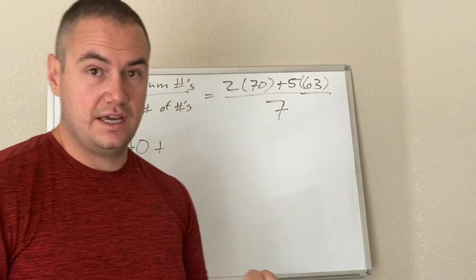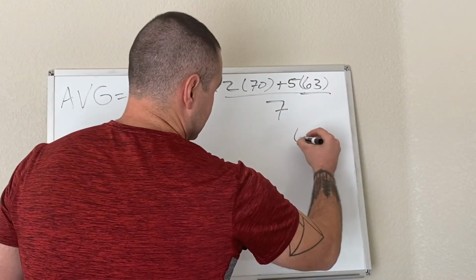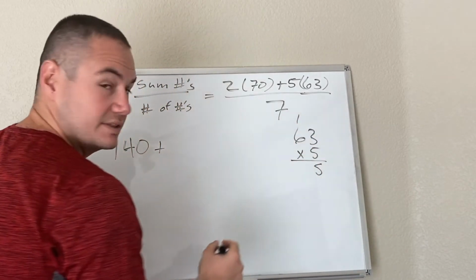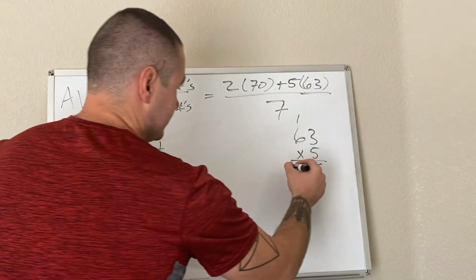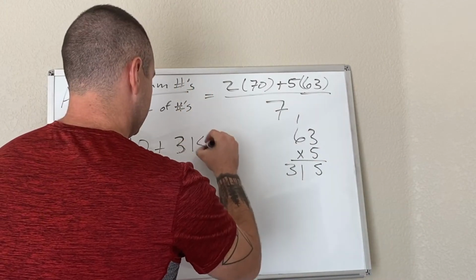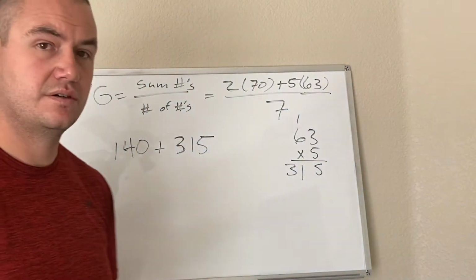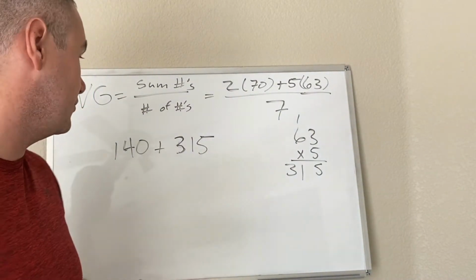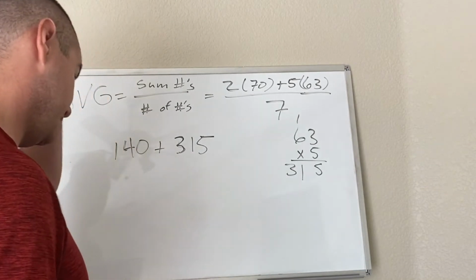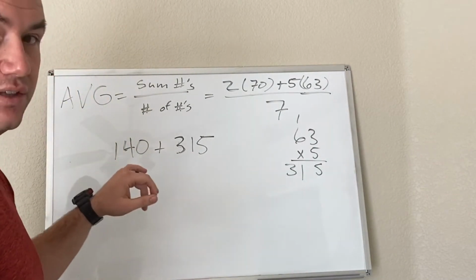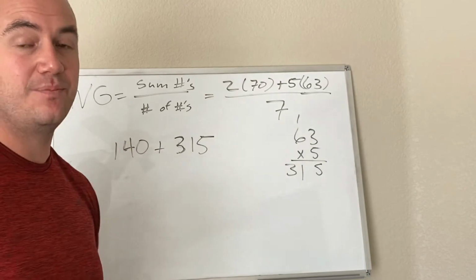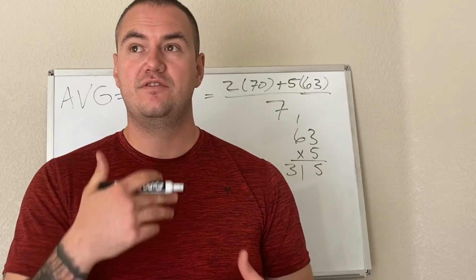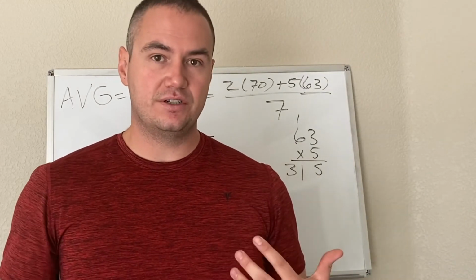But we're gonna go through and do the multiplication out loud. So we got 63 times 5. 5 times 3 is 15, 5 times 6 is 30, plus 1, 31. So we get 315 plus 140. So what is the answer here? Well, 140 plus 315. This one we can do in our head too, but we're gonna write it out. I always advocate when you're taking the test, go ahead and write everything out that you can. It's gonna give you more confidence, and make you feel like you're more in control of the test.